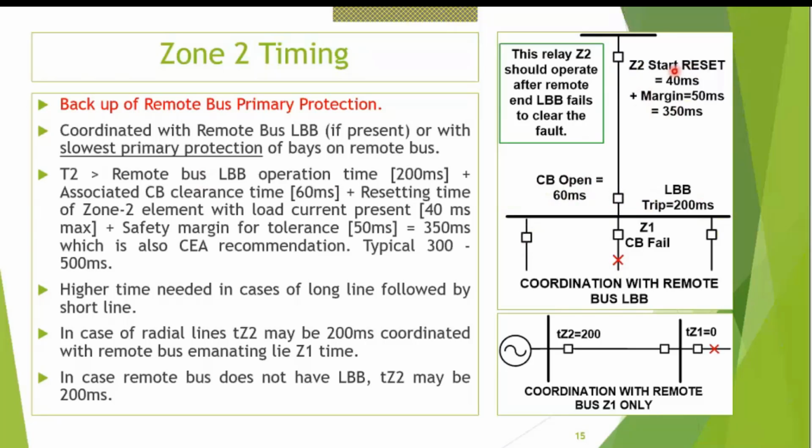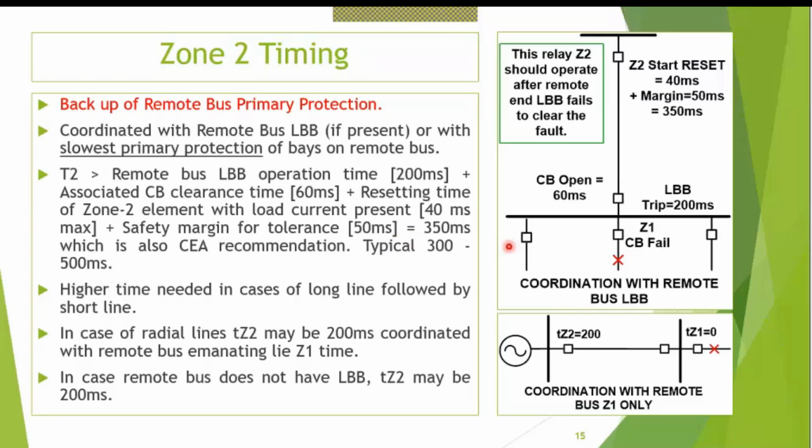So we have to let this zone 2 reset along with the load current. It is having load current, so resetting will take a little time. We take 40 milliseconds for that, and we add a margin of 50 milliseconds. So 200 plus 60 plus 40 plus 50 comes to 350 milliseconds. That is the CEA recommendation: 350 milliseconds. I've written it over here in the diagram also. Typically 350 is the CEA recommendation, but 300 to 500 we generally keep. Some utilities keep 400; 300 is a little on the margin.